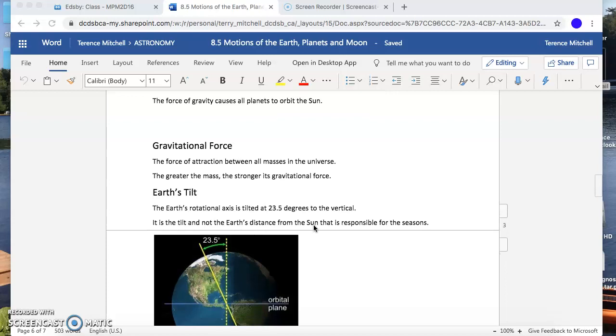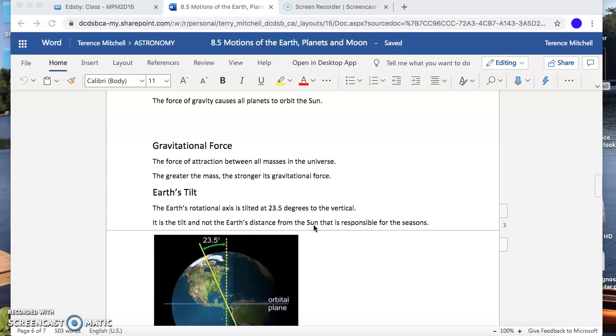Gravitational force, this is a force of attraction between all masses. The greater the mass, the stronger the force. And it's a gravitational force that keeps planets from flying off into space. It keeps them revolving around the sun.